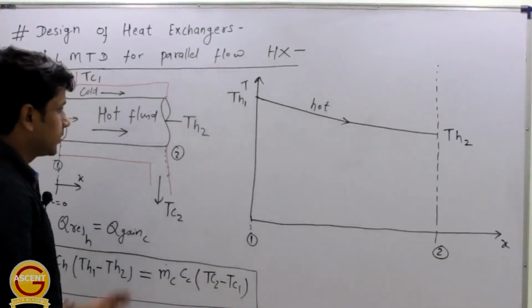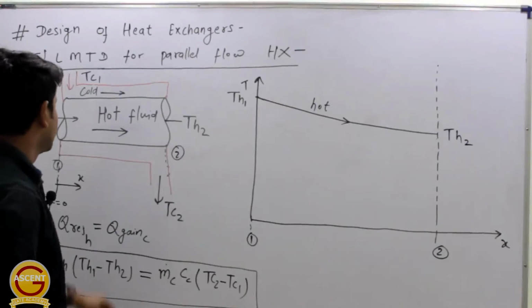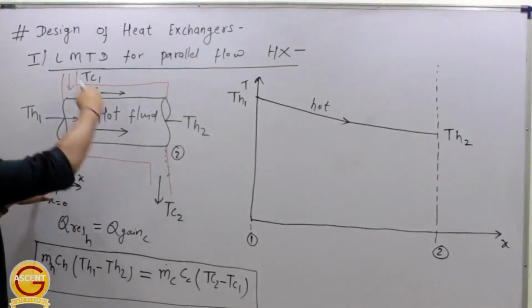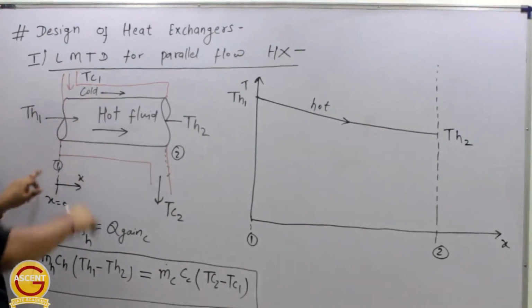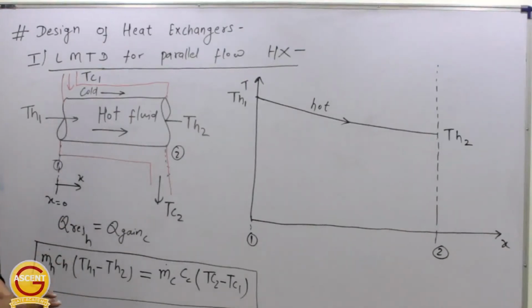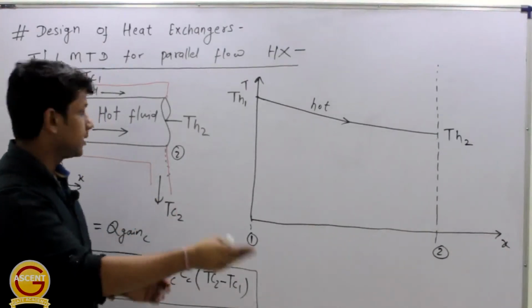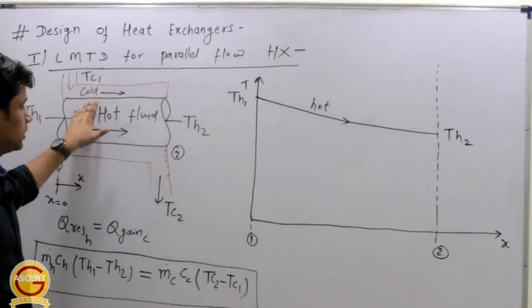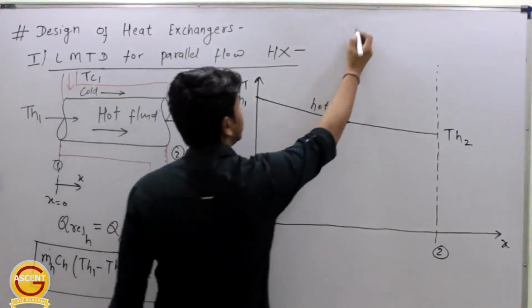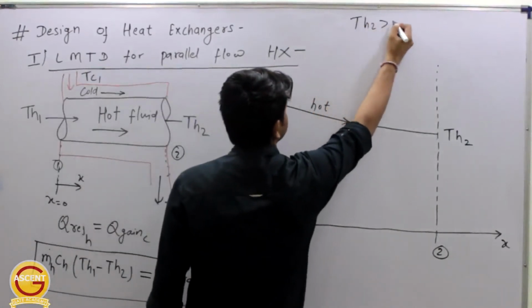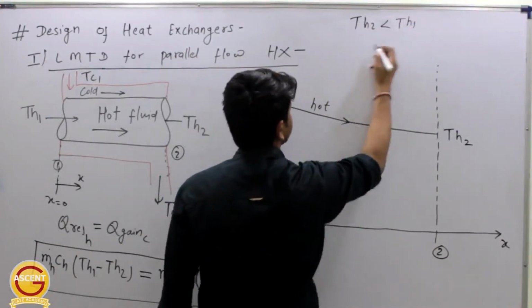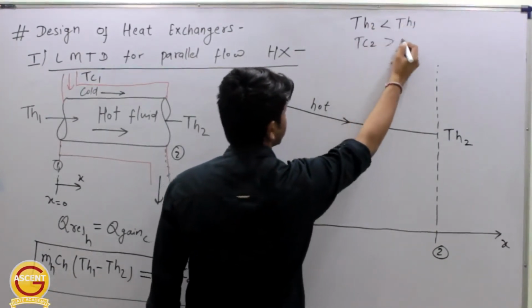Now let's draw this temperature profile for cold fluid. So for cold fluid, this Tc1 value, at first location it is entering, at location 1 it is entering. So the inlet temperature of cold fluid will be very, very low, right? So before getting heated, the temperature is Tc1. So Tc1 is low and Tc2 will be slightly higher than Tc1, right? This thing we have seen, right? TH2 will be less than TH1 and Tc2 will be greater than Tc1.